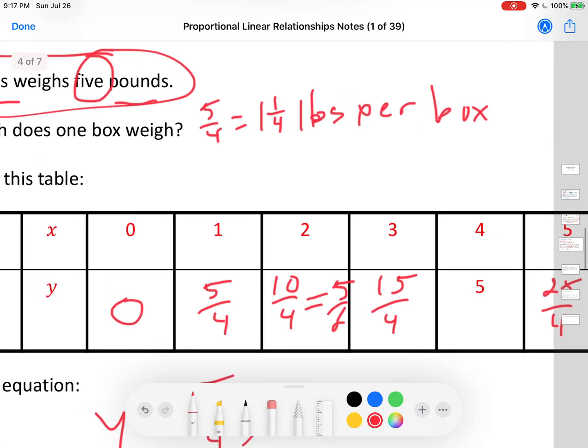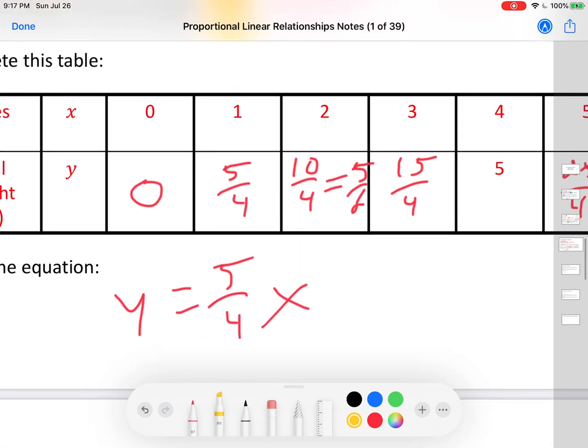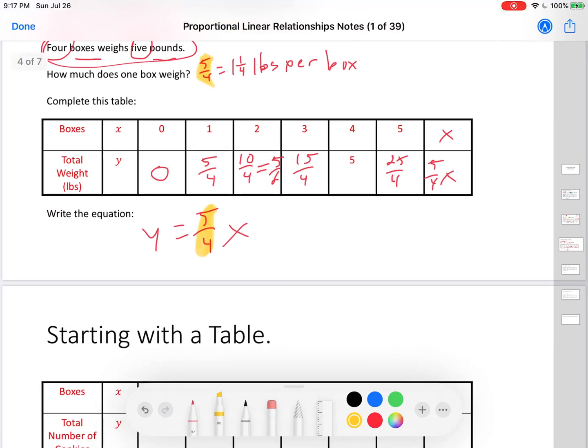Once we know the unit rate, 5/4, that's what k is. That's what you multiply to finish the table. Then you put it right here in front of x and you've got your equation.